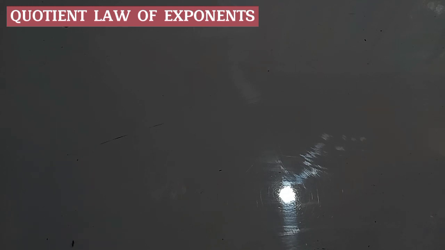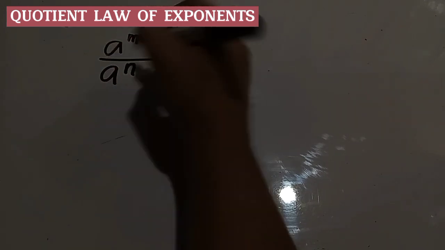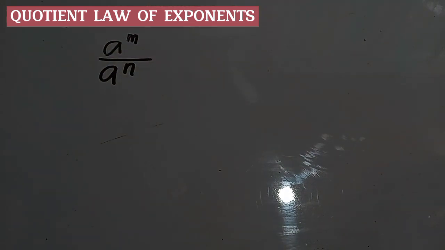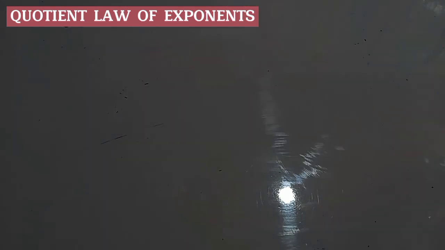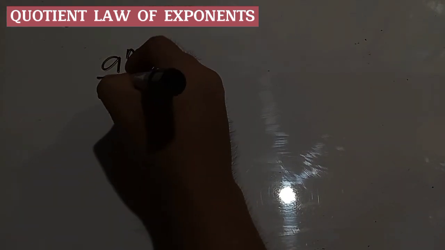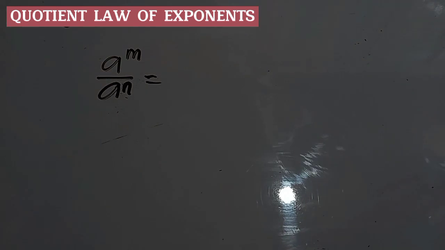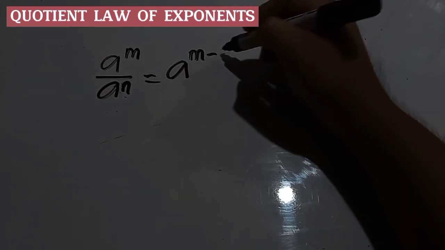Okay, so Quotient Law of Exponents. So ang ating formula dyan, so for example, meron tayong a power of m over a power of n. So kanina, ang ginawa natin is add natin yung exponents. Pero ngayon, is subtract natin ang exponents. For example, this one. So ito ang ating formula na gagamitin. So we have a to the m over a to the n equal, copy ang base, m minus n.